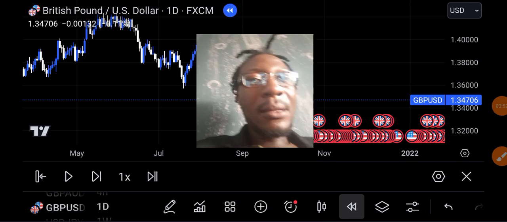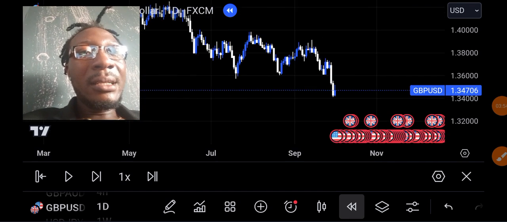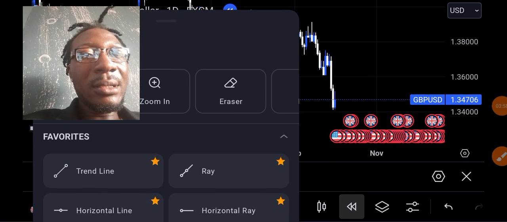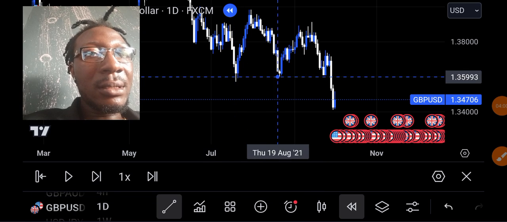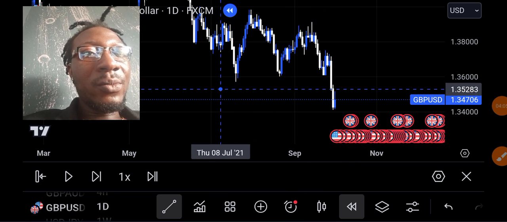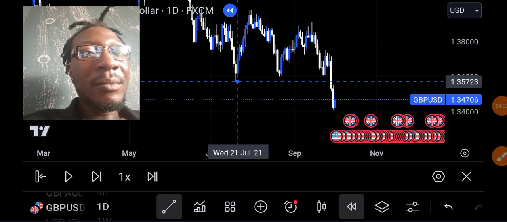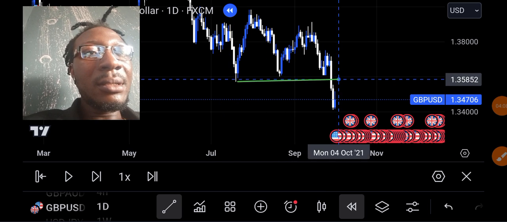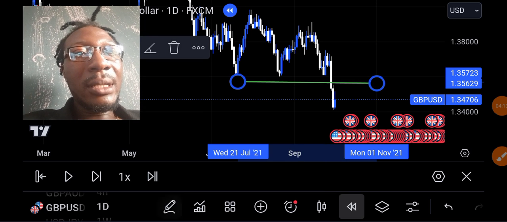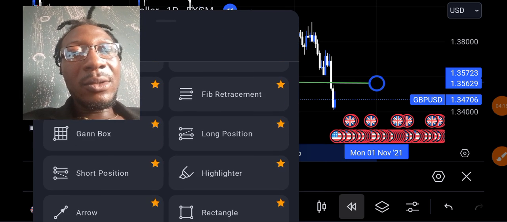Now that we already know we are in a downtrend, what do we do? We mark out the most recent swings. Here's the last swing low, but now we mark out from here because this is the measure one. Okay, we mark out from here. It's the measure low, and let us also mark out the measure high.